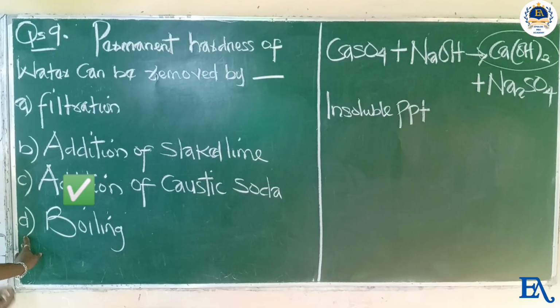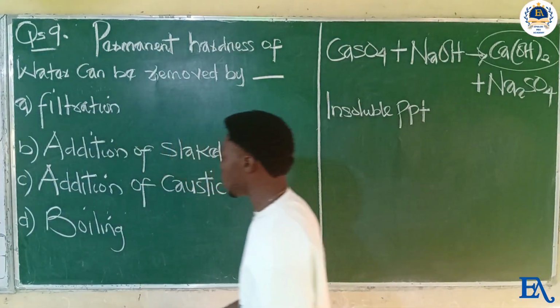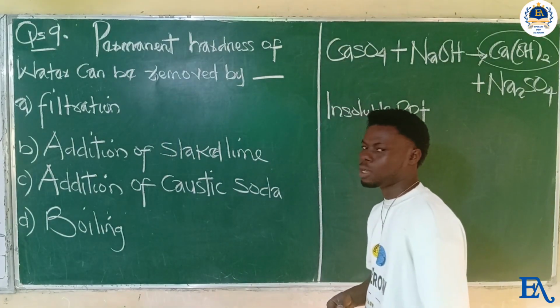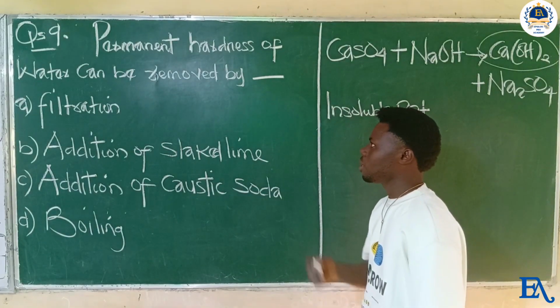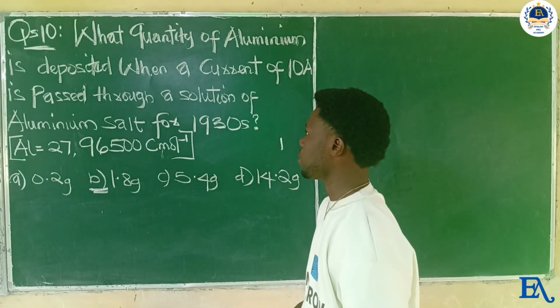Now this option D, boiling, only removes a temporary hardness of water, and not permanent hardness of water. So let's move on to the next question. Question number 10.